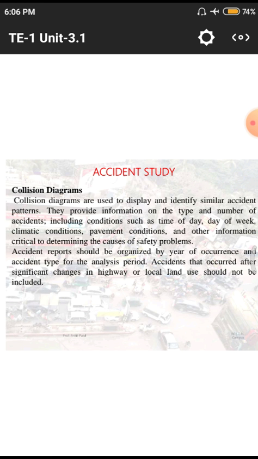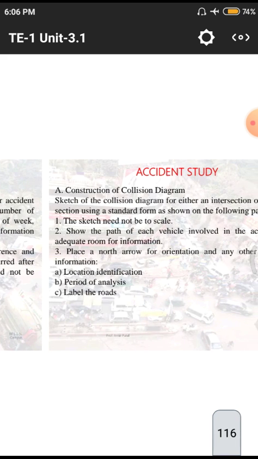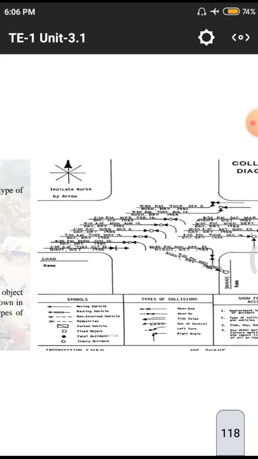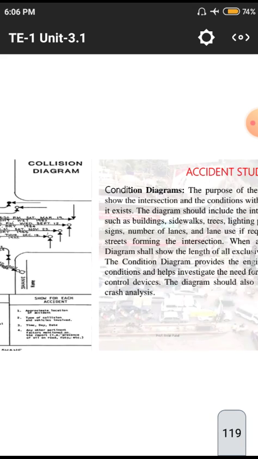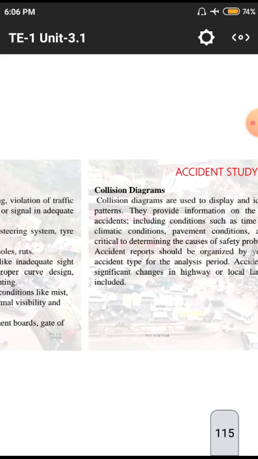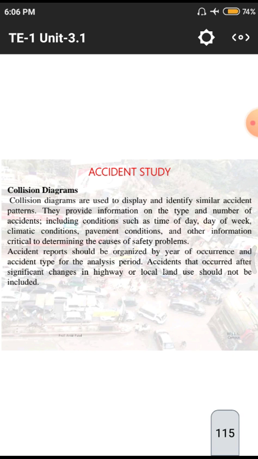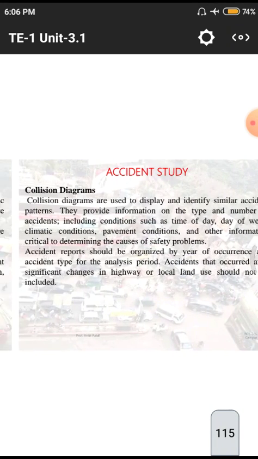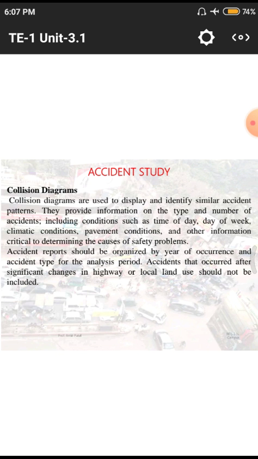First one, we have to use collision diagrams, and we have different studies. What is a collision diagram? Collision diagrams are used to display and identify similar accident patterns.